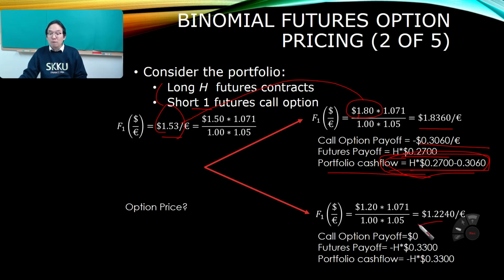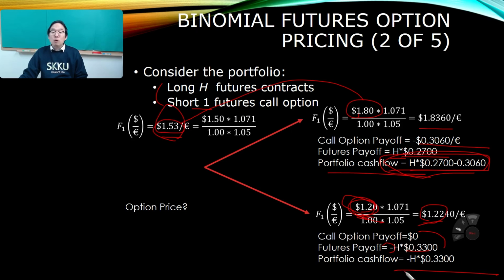Well, the call option payoff will be 0. The futures payoff will be negative 33 cents times H. Why is that the case? Because that's this one, minus 1.53. The spot rate at the end of 1 year is 1.2, minus today's forward rate. That's a 33 cent decrease, so that's why it says minus. How about the cash flow of the portfolio? That's minus H times 33 cents, the aggregation of these two.